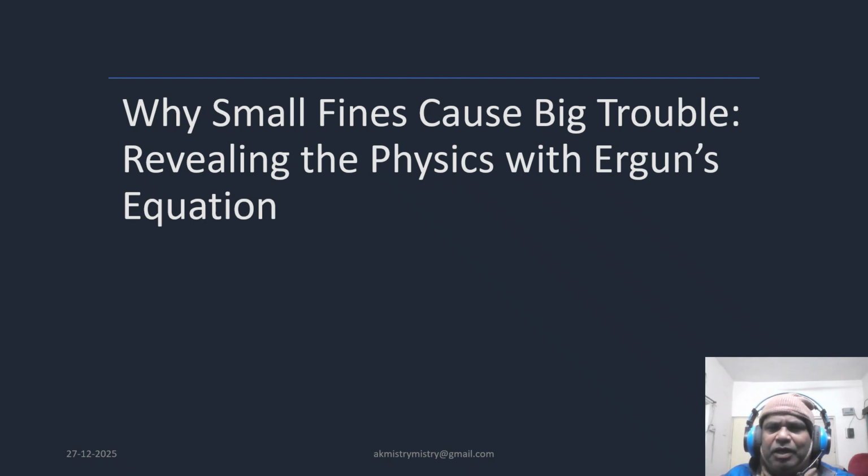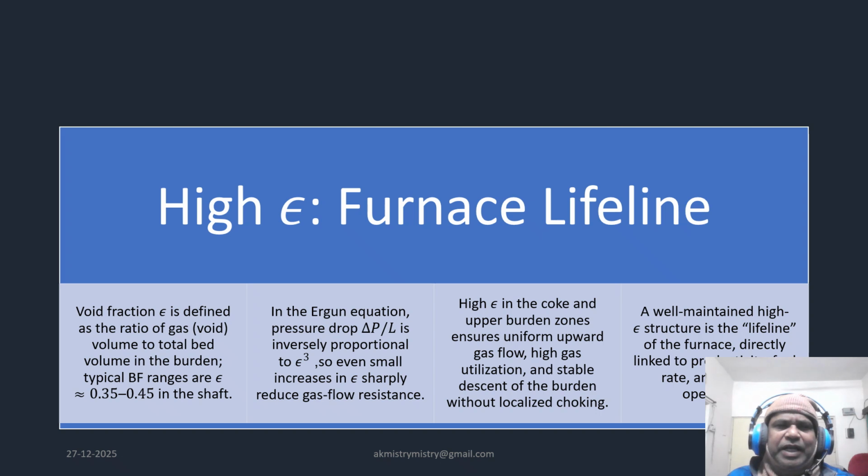Here we focus on what void fraction actually means for our furnaces. Void fraction epsilon is simply the fraction of the furnace volume that is occupied by gas, not by solid. More void means more space for gas to flow. It is simple. For typical blast furnace burden, epsilon in the shaft is roughly between 0.35 and 0.45, depending on the size distribution and packing.